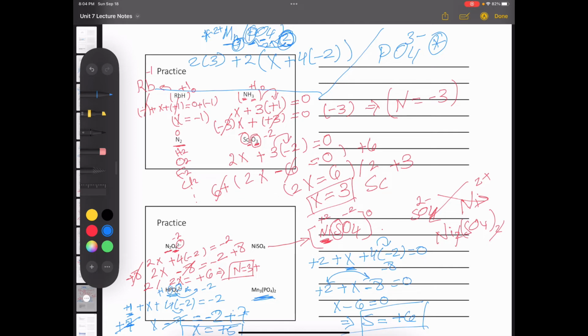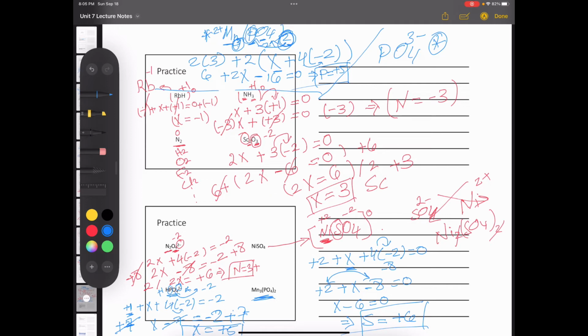Okay? So let's try to solve for x here now. So 2 times 3, that would be a 6, equal to 4, that would be 8. So that would be 6 plus 2x minus 16 equal to 0. Once you finish doing all the calculations, phosphorus oxidation number will be equal to +5. So this is the long way of doing it.